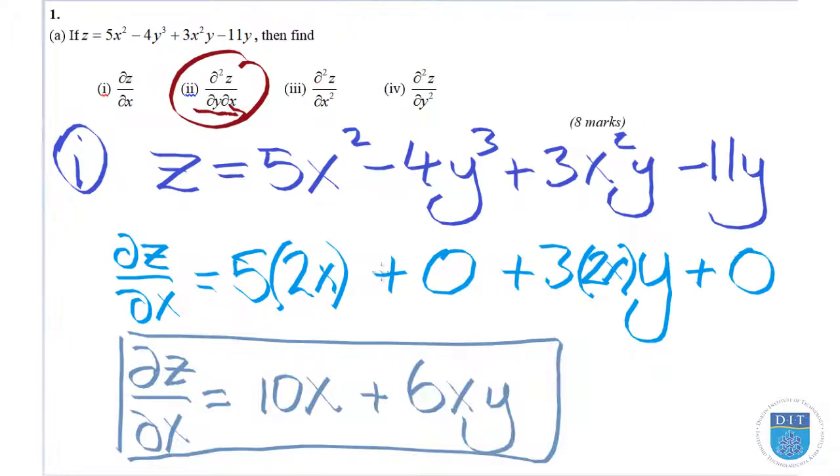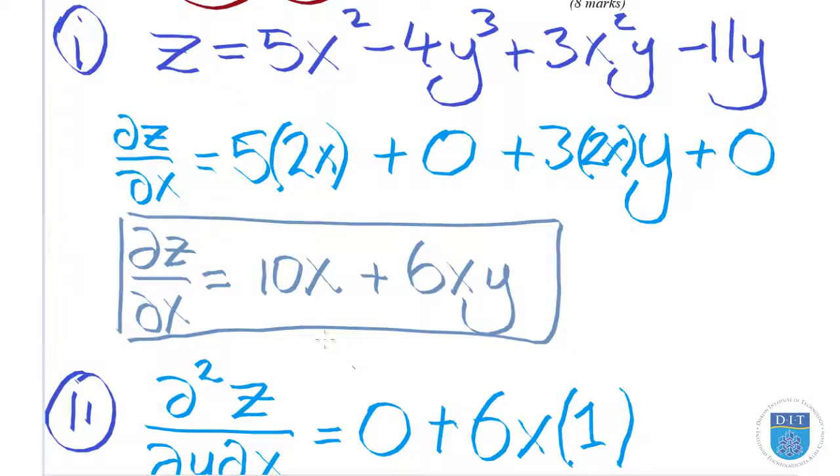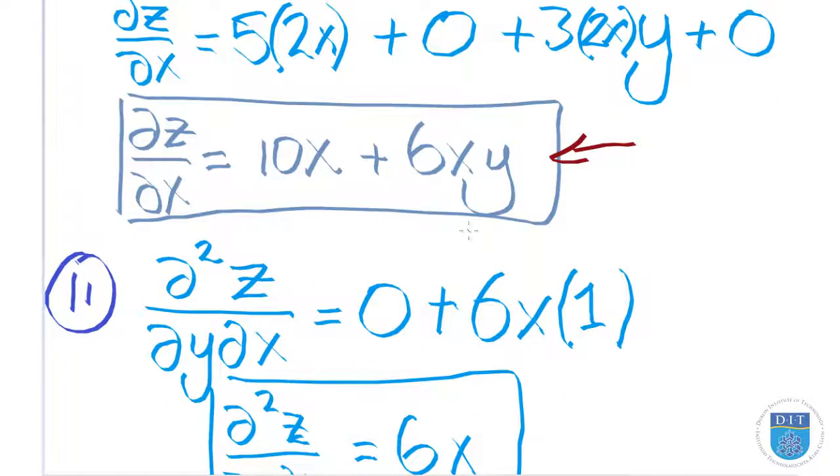Right, part 3, what do I need here? I need ∂²z/∂x², that's the x derivative of the x derivative, or the second x derivative, or differentiate z with respect to x twice. Well, I already did it once. There it is in this blue expression here. So I can just differentiate that with respect to x again to get ∂²z/∂x².